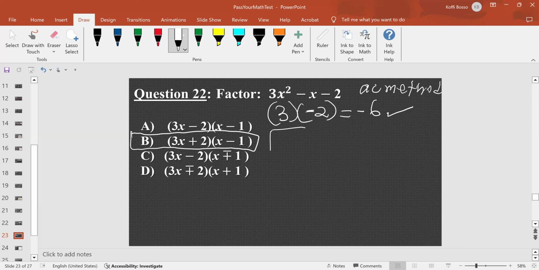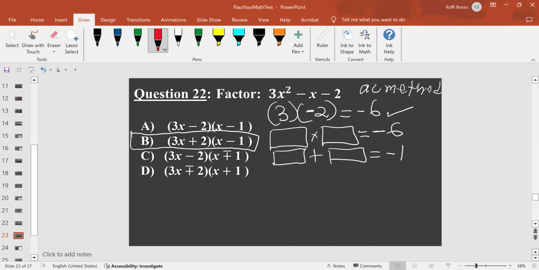Now we're going to play a little game. We will try to find two numbers such that when you multiply the two numbers, you get negative 6. Negative 6 we got here, okay? You multiply the two numbers, you get negative 6. You add the same two numbers and you get negative 1. Where did the negative 1 come from? Okay, that's the middle coefficient. You see, when they say negative x, that means what? Negative 1x.